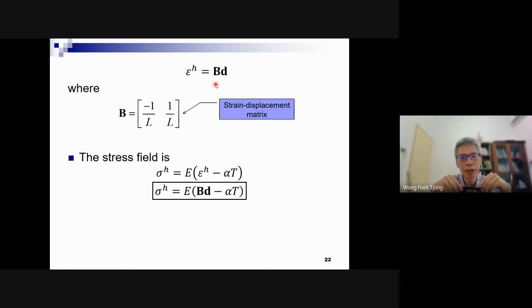Well, we need stress because in our virtual displacement expression we have stress. Once we know the strain, it's easy to calculate stress because we know the constitutive equation. The constitutive equation is just like this, right? Sigma h, the stress consistent with the approximate displacement, is E epsilon h minus alpha T, right? But what is epsilon h? It is this one. Any questions up to this point?